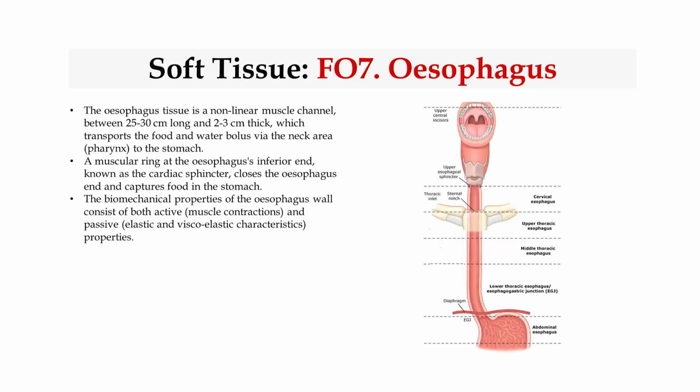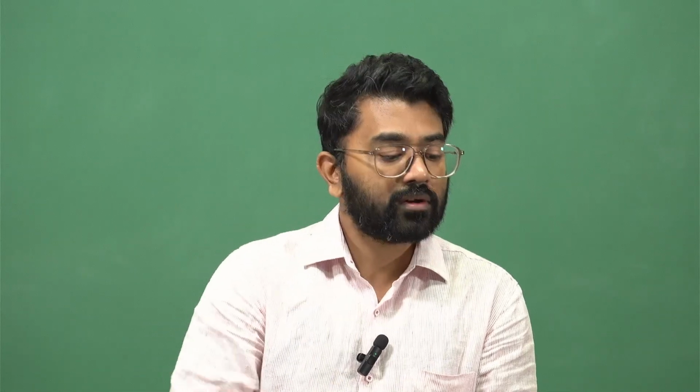So the next soft tissue we are going to talk about is the esophagus. The esophagus extends from the mouth to the stomach. It is a tissue which is highly nonlinear and is typically a muscle channel. It has a length of approximately 25 to 30 centimeters and is 2 to 3 centimeters thick, right? Its primary function is transporting the food and water bolus via the neck area, which is known as the pharynx, to the stomach, right? So this is a fairly extended system from here to here, right?